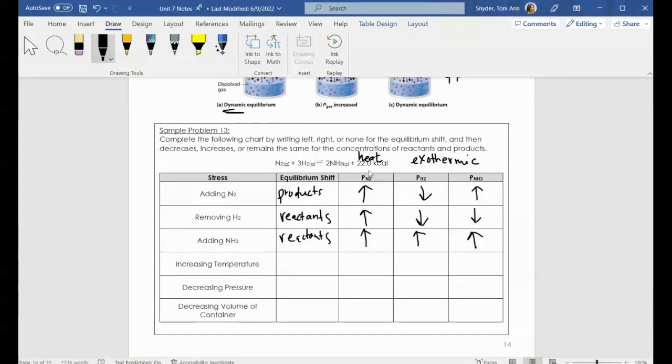If I increase the temperature, so this is the same thing. If I increase the temperature of the system, ammonia and heat very readily react together to form more of this. So if I apply more heat to this side, that's going to force NH3 to decompose, because ammonia decomposes when heat is there. So in this case, if I add heat to the system, I'm going to have a shift towards the reactants.